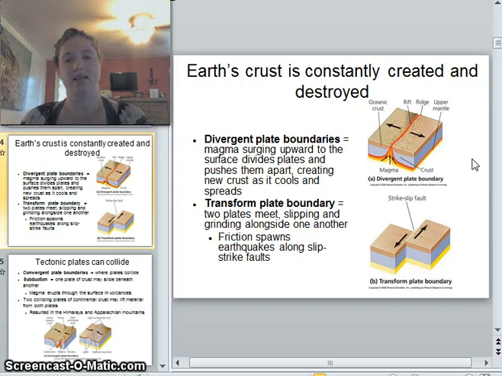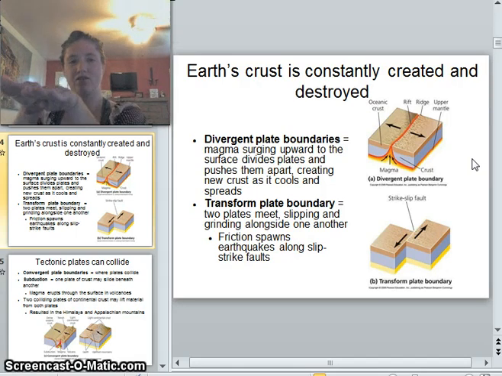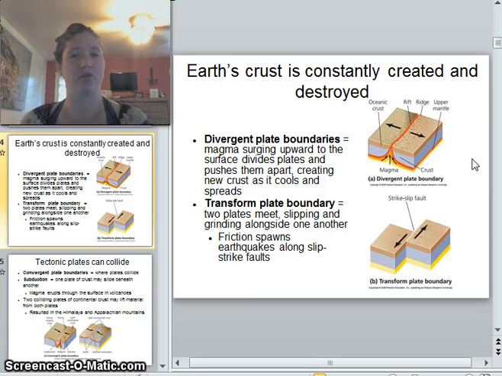Now, the next one here is the transform plate boundary. When we have a transform plate boundary, basically this is the two plates and they are going next to each other. They're sliding past each other, and they grind along each other. We actually get a lot of earthquakes this way. We get a lot of friction, a lot of earthquakes.